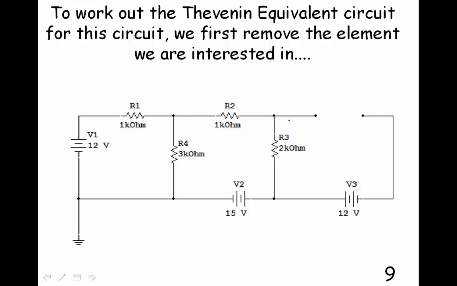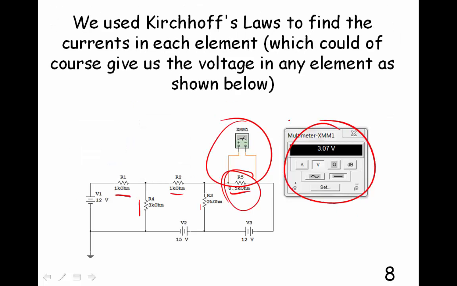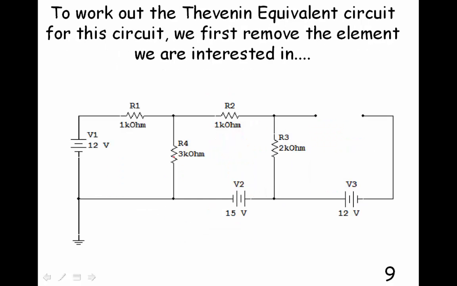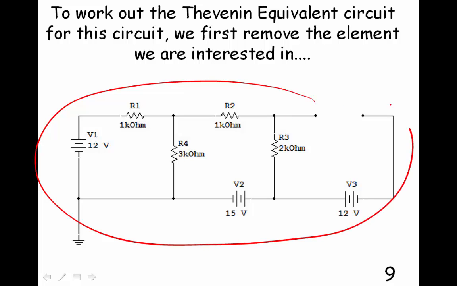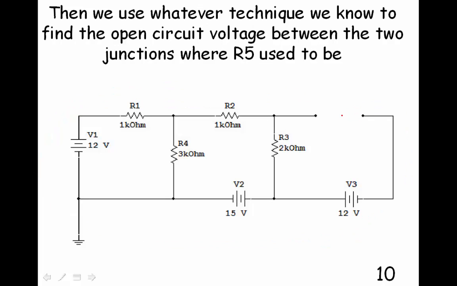Okay, to work out the Thevenin equivalent circuit for this circuit, first you remove an element of interest, and I'm just picking this arbitrarily to say R5 is our element of interest. We could have used R1, R4, R2, whatever we want. So we're using R5 right now because we're interested in making the Thevenin equivalent circuit for this. Now we'll use whatever technique we know how to use to find the open circuit voltage between these two junctions where we've removed the element. So we're going to try to find the voltage between these two points using whatever method we want.